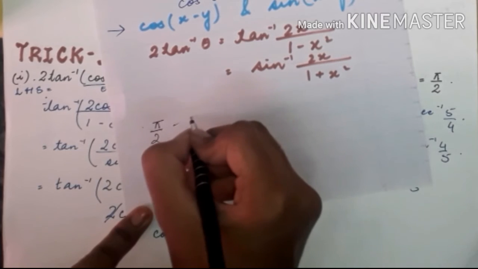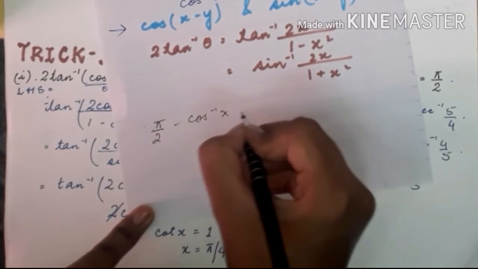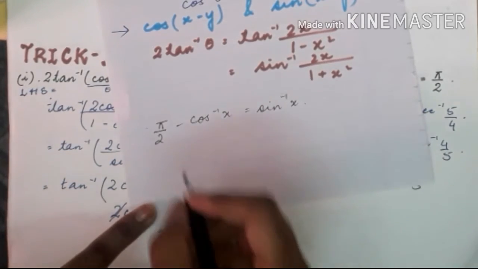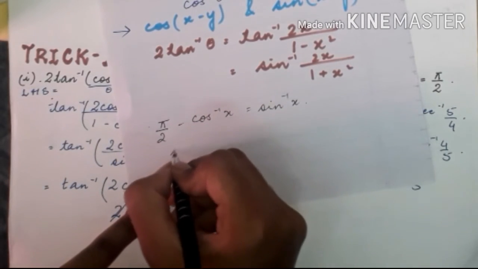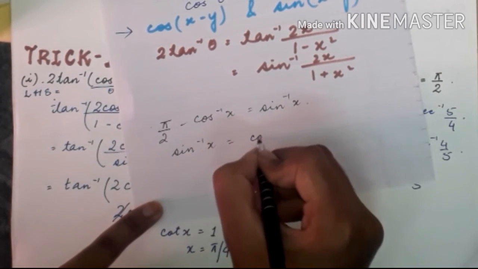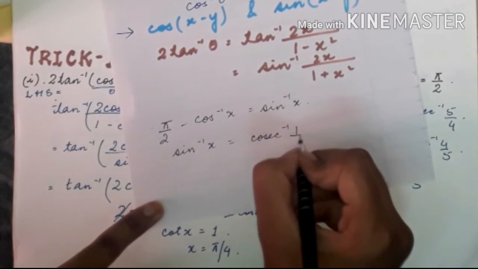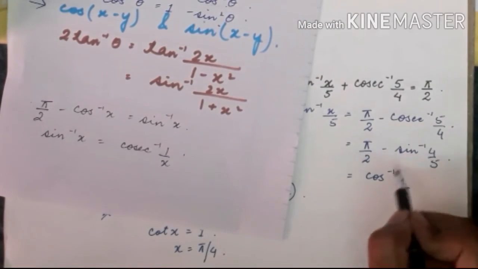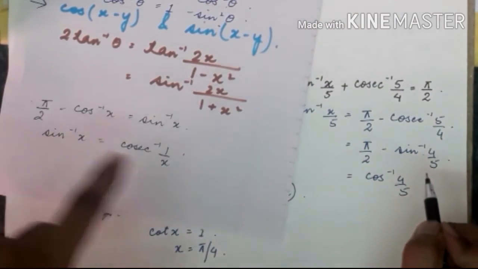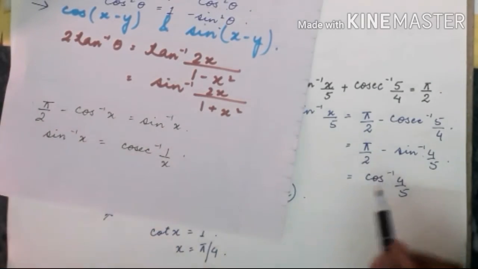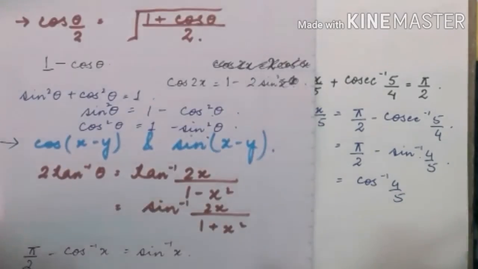Pi by 2 minus cos inverse x is equal to sin inverse x, and sin inverse x is equal to cosec inverse 1 upon x. See what you have done here. Cosec inverse 5 by 4 is equal to sin inverse 4 by 5, this one. And in place of pi by 2 minus sin inverse x, you put cos inverse x.